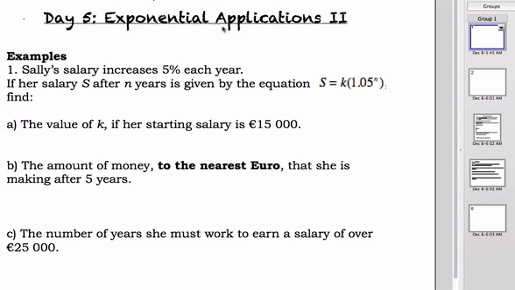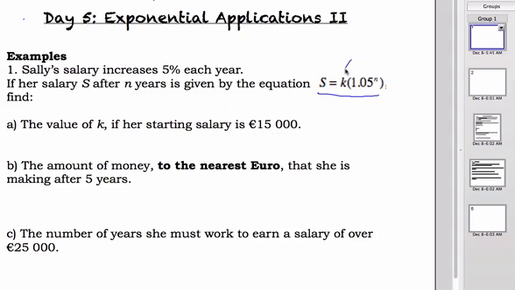So in the first example, Sally's salary increases 5% per year. Her salary is modeled by this equation, k times 1.05 to the power of n, where n is the number of years. If something is increasing 5% per year, then you multiply by 1.05 to the power of n. Find the value of k if her starting salary is 15,000.